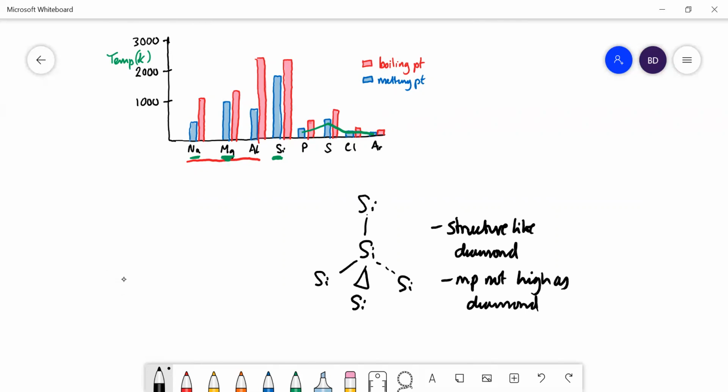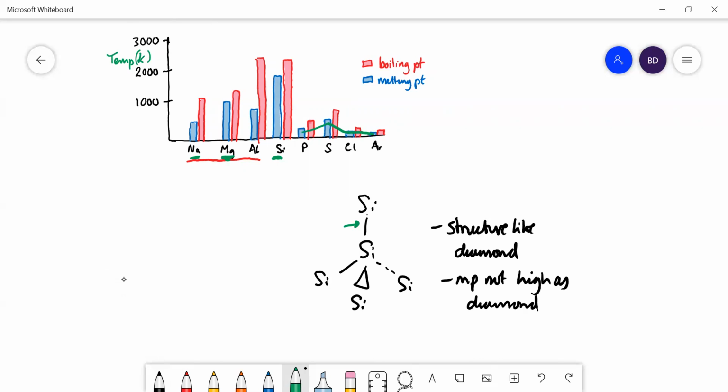And the reason for that is, when you melt diamond, you have to break covalent bonds. When you melt silicon, you've got to break covalent bonds. But the silicon-silicon bonds are not quite as strong as the carbon-carbon bonds, because they're a bit longer, because silicon is a bigger atom. Longer covalent bonds means they're always going to be weaker. Anyway, don't worry too much about that, it's just giant covalent.